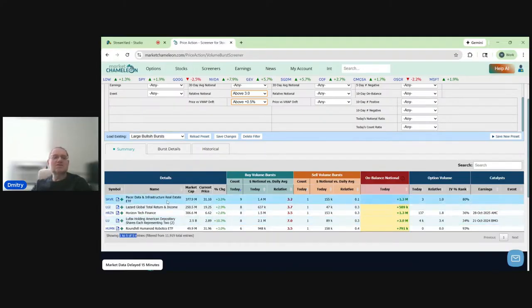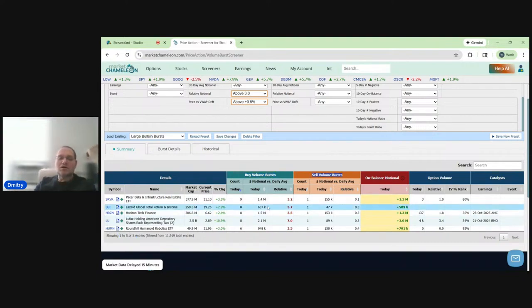So this is the stock symbol, the name. This is the market cap, price, and price change. And what we see here is we divide the burst into buy bursts and sell bursts. Okay. And then we compare the two: were they balanced throughout the day? Was there an imbalance? Was it a clear bias towards one side?